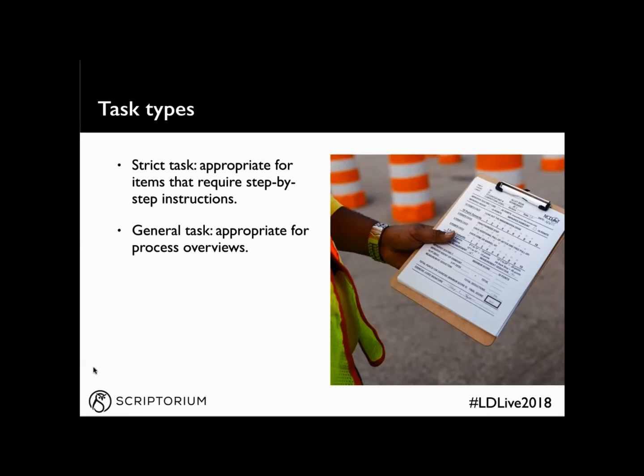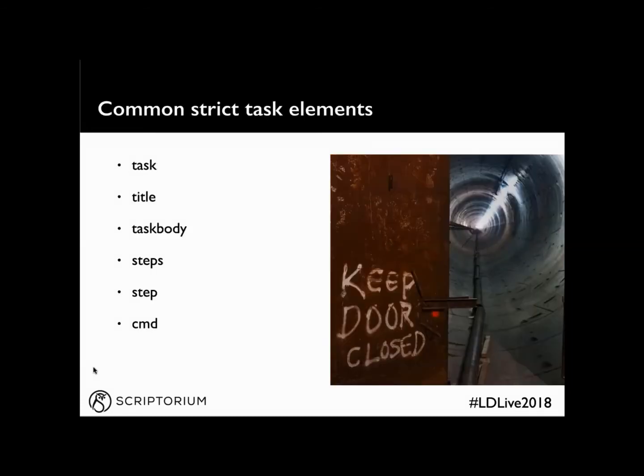And for our example, we're going to look at strict tasks because that's typically what you'll see more commonly when you have that step-by-step technical content. So some of the elements that you may see commonly in a strict task, again, we have these first three that are specialized from topic, title, and body. Now they become task, title, and task body. So again, task is just your container element for the whole task topic. Then we've got title for your title and task body to contain the body of your task.